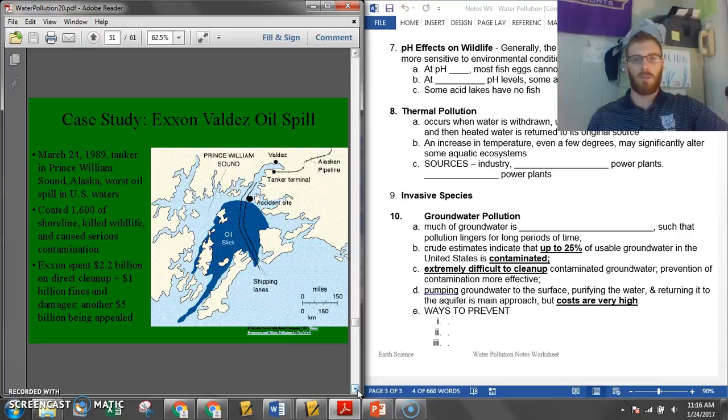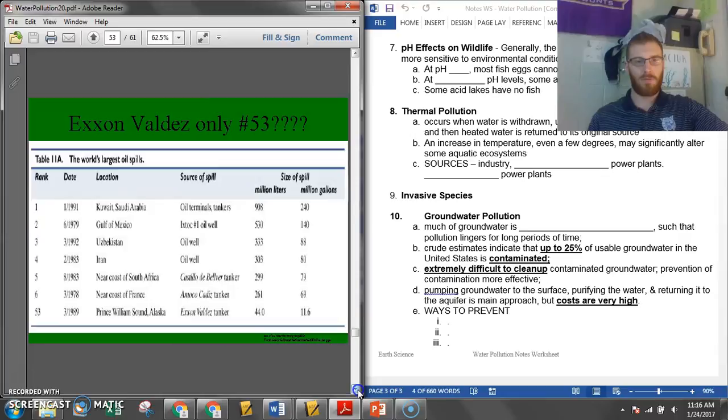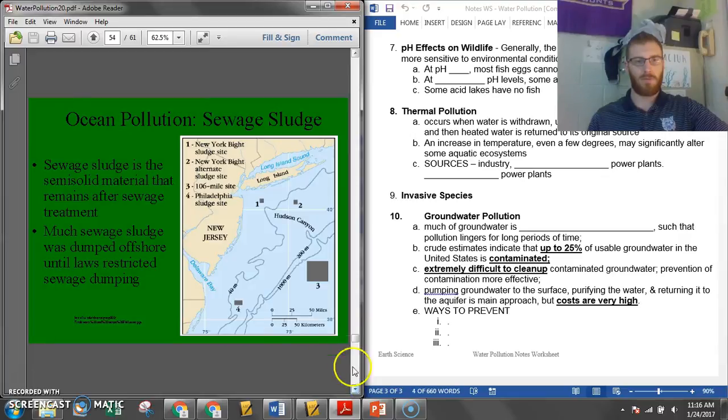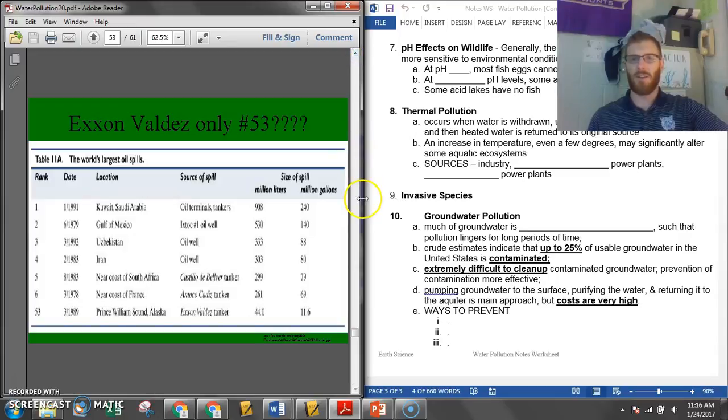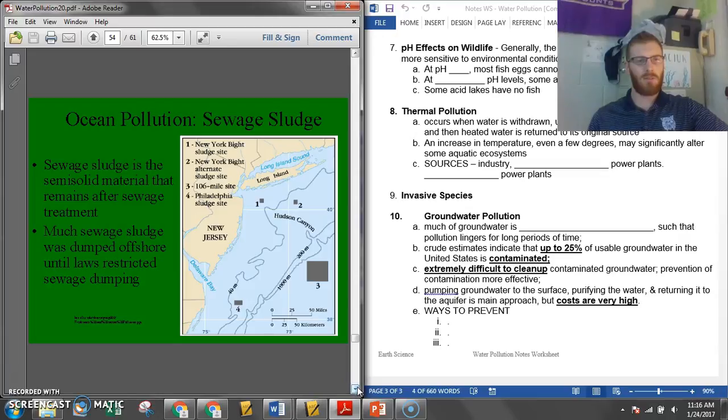One of the major oil spills in U.S. history was the Exxon Valdez spill in 1989, and you can read that here, off the coast of Alaska. In actuality, that was only number 53 on the list, and this is an old list, and so the BP oil spill a few years back isn't on here.